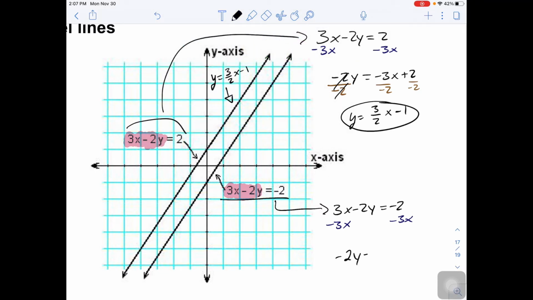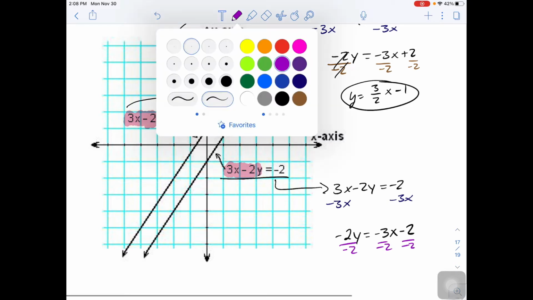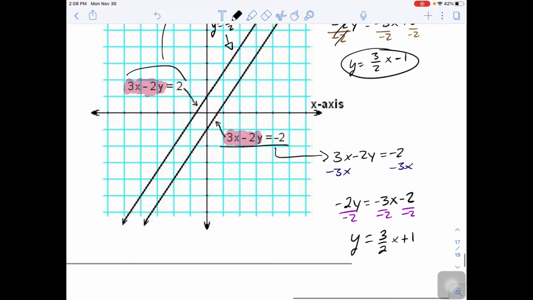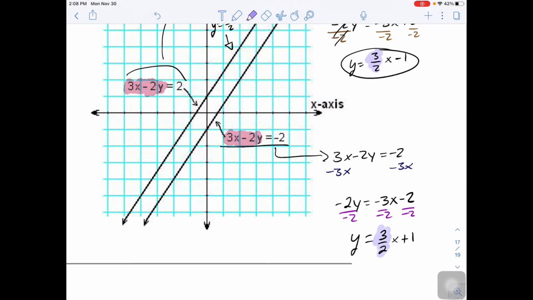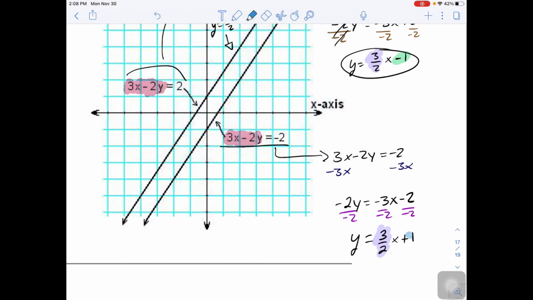That gives me negative 2y equals negative 3x minus 2. And then I will divide by negative 2, and I'll divide every single number by negative 2. And this will give me y equals positive 3 over 2x, plus 1. So recognize they have the exact same slopes, therefore we already know they're parallel, but they have different y-intercepts.